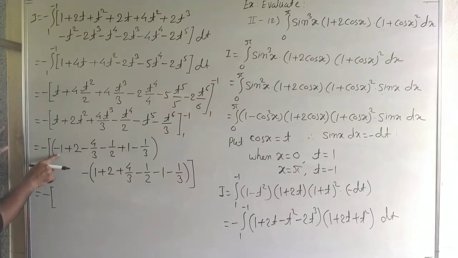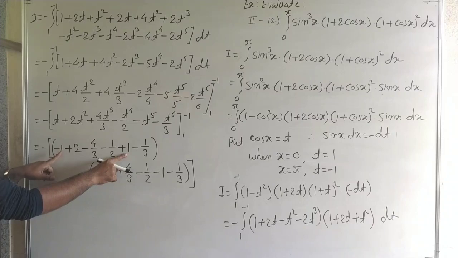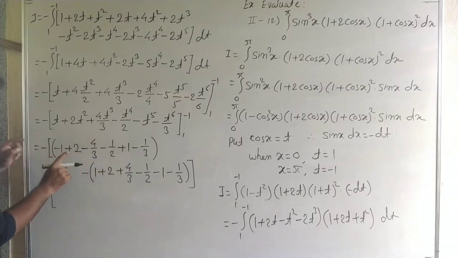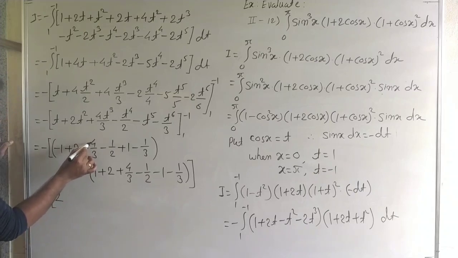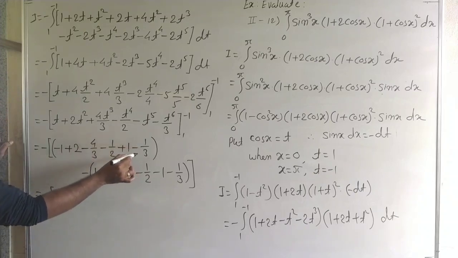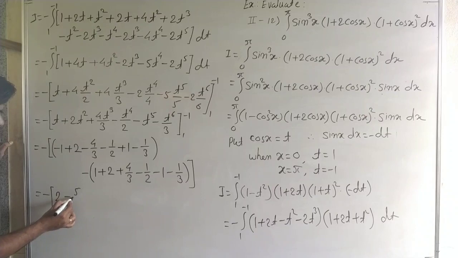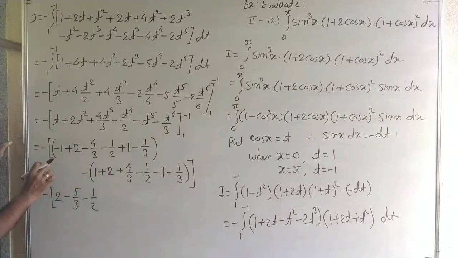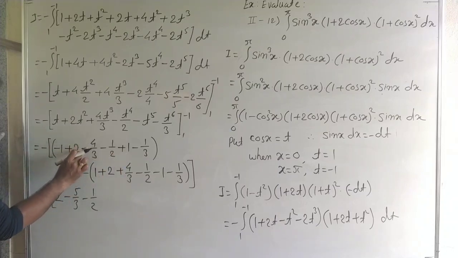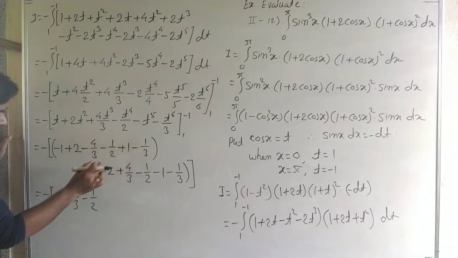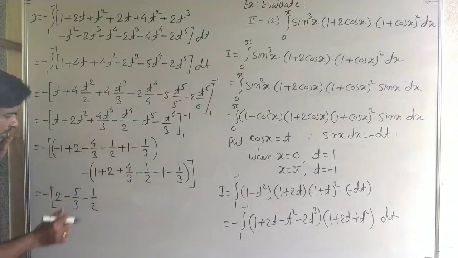See carefully, it is minus 1 and it is plus 1, they get cancelled. Only here 2. See carefully, it is 2. It is minus 4 by 3 and minus 1 by 3. It is minus 5 by 3. It is minus 1 by 2. Okay, here see carefully, minus 1 plus 2, it is plus 1 and this plus 1, it is 2, minus 4 by 3 and minus 1 by 3, it is minus 5 by 3 and it is 1 by 2 as it is.